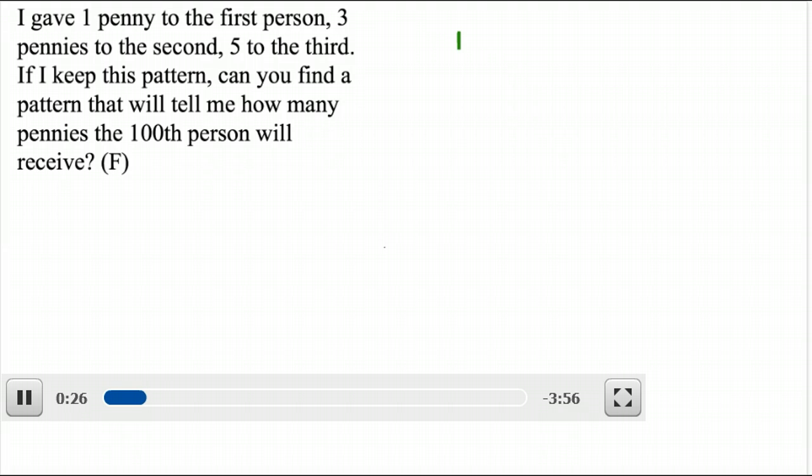So a good strategy for patterns is to make a T-chart. So that's what I'm going to do first. On this side, I'm going to put a person right here to say this side stands for people. And put this coin over here to say this side stands for pennies.